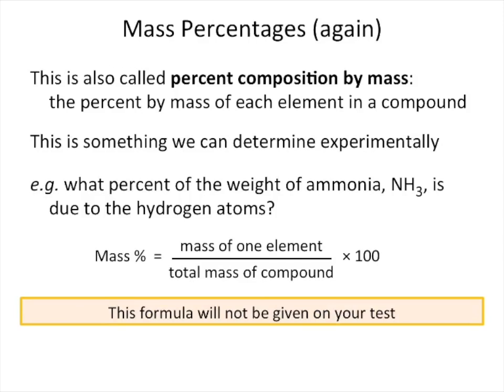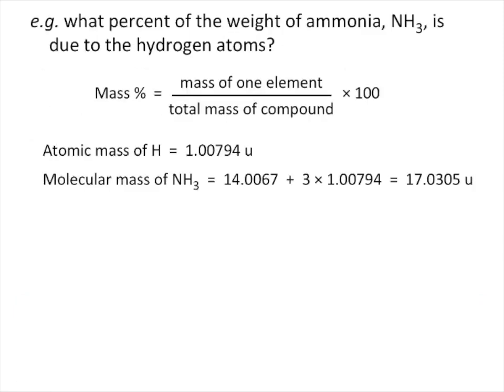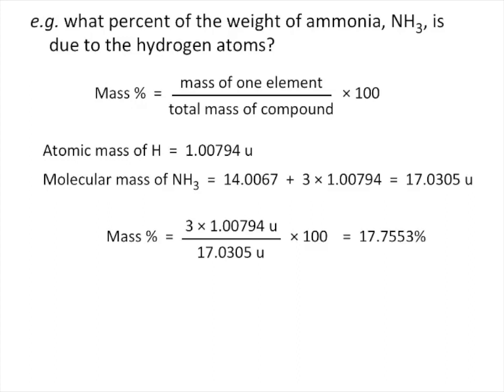This is also helpful if you're trying to calculate how much nitrogen you deliver by giving so much ammonia. You can figure out the mass of nitrogen that's delivered from the mass of ammonia. So it's the same formula, but now you can plug in numbers a little more readily. Let me rephrase the question: what percent of the weight of ammonia is due to the hydrogen atoms? Okay, the atomic mass of hydrogen is here, the molecular mass of ammonia is here, and you put it together into the formula, multiply by 100, and you'll get your answer.